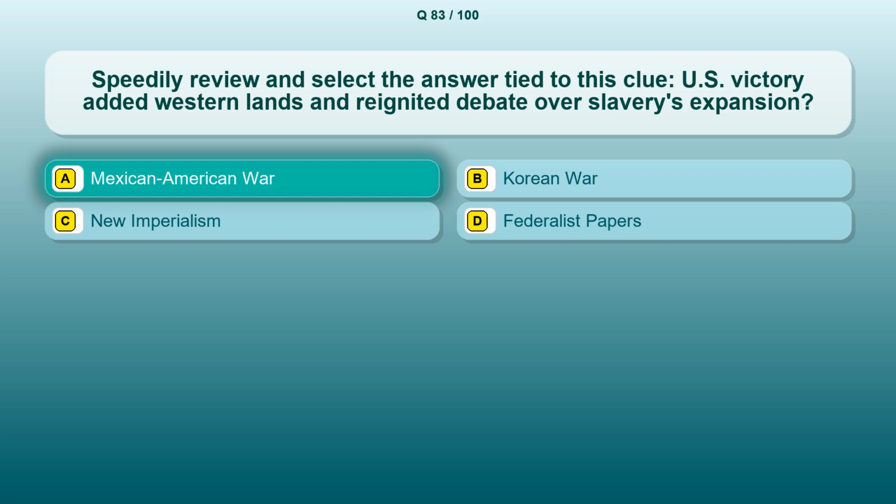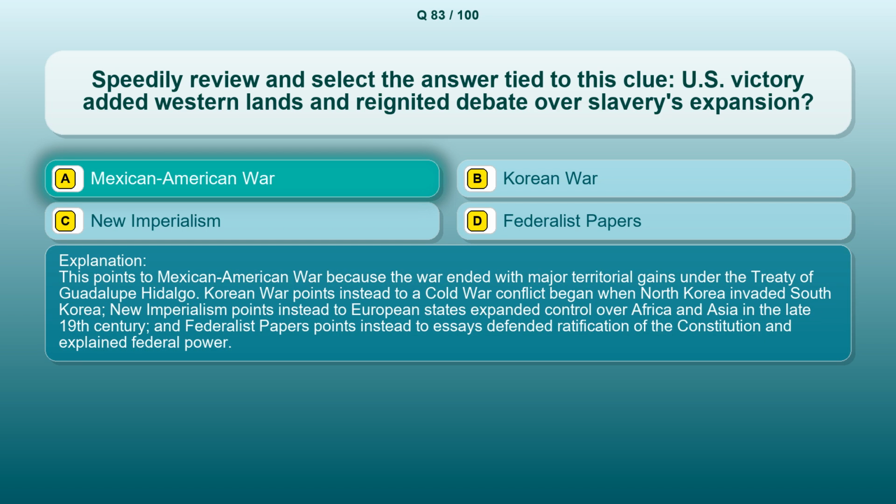The correct answer is option A. Mexican-American War. This points to Mexican-American War because the war ended with major territorial gains under the Treaty of Guadalupe Hidalgo. Korean War points instead to a Cold War conflict began when North Korea invaded South Korea. New imperialism points instead to European states expanded control over Africa and Asia in the late 19th century, and Federalist Papers points instead to essays defended ratification of the Constitution and explained federal power.